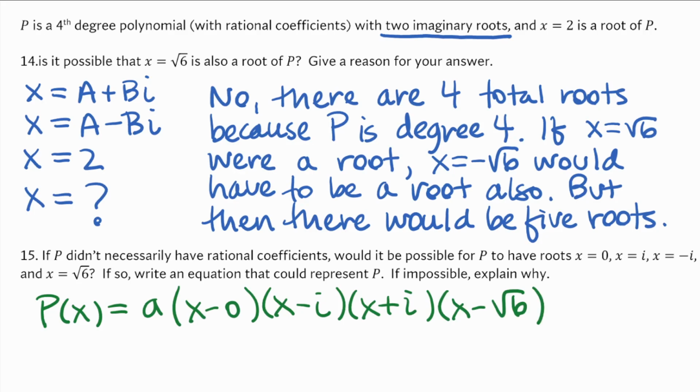That's an equation. Maybe I make a choice of a, and maybe I decide a is going to be 1. That's an equation that could represent P if P had a leading coefficient of 1. It's just not going to have rational coefficients. This is in factored form, but it didn't say a standard form equation that could represent P. It just said any old equation that could represent P. So I think I'm just going to leave it right there.